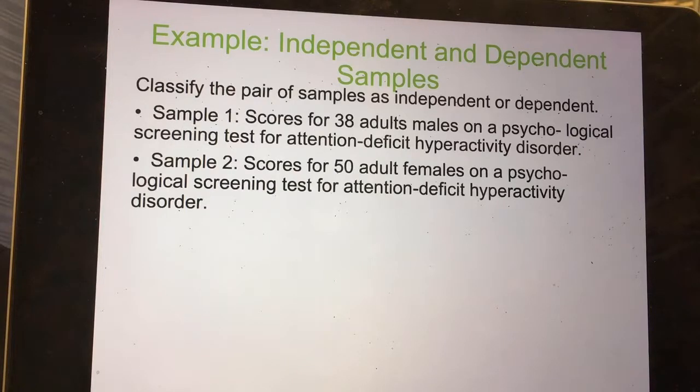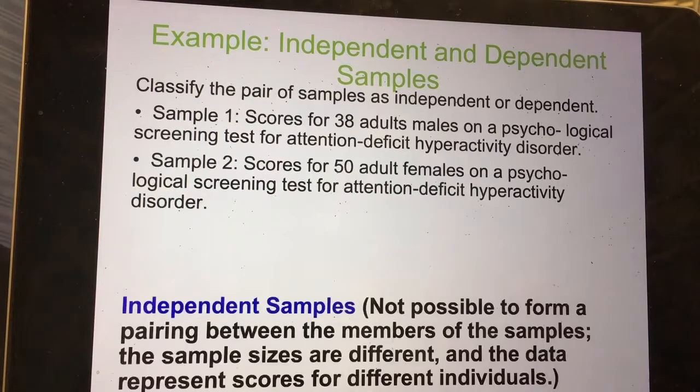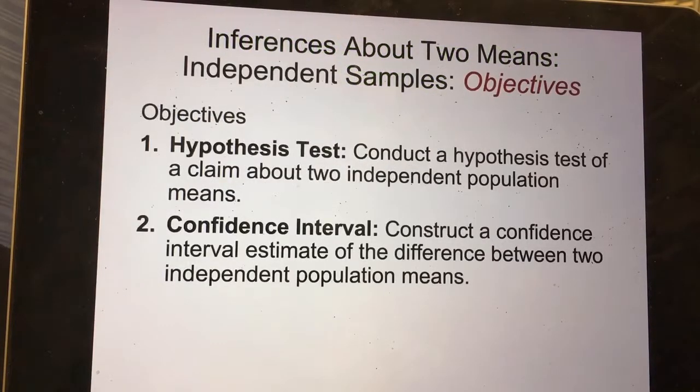Scores of 38 adult males on a psychological screening test for attention deficit hyperactivity disorder, and scores of 50 adult females. So it's the same test, but the samples are completely independent. So they're independent, not matched. There's no possibility of pairing between the members of the samples. The sample sizes are different, and the data represents scores for different individuals.